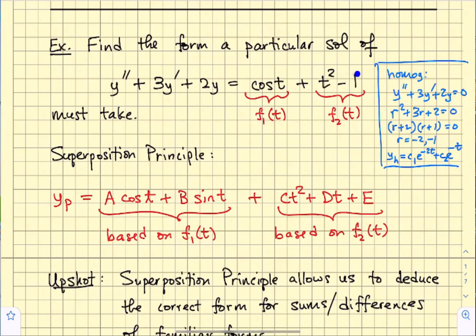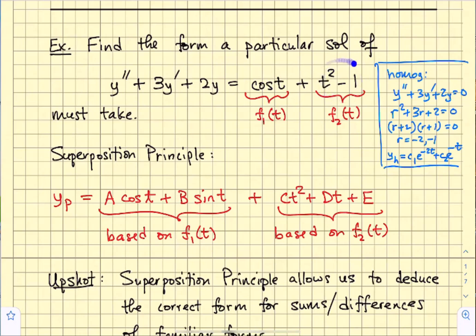Now, if I were to erase this or cover up this term, we talked about how to handle a forcing function that looks like cosine t in the last lecture. We would just make a first guess of a cosine t plus b sine t. We would need to check for replication between that guess and the homogeneous solution, but we would know how to proceed. Similarly, if I erase this and we only had a t squared minus 1, we talked about last time, if you have a second degree polynomial, you should guess a general second degree polynomial.